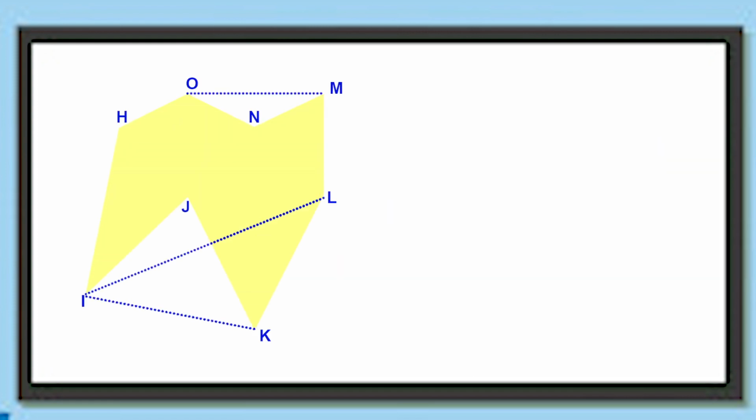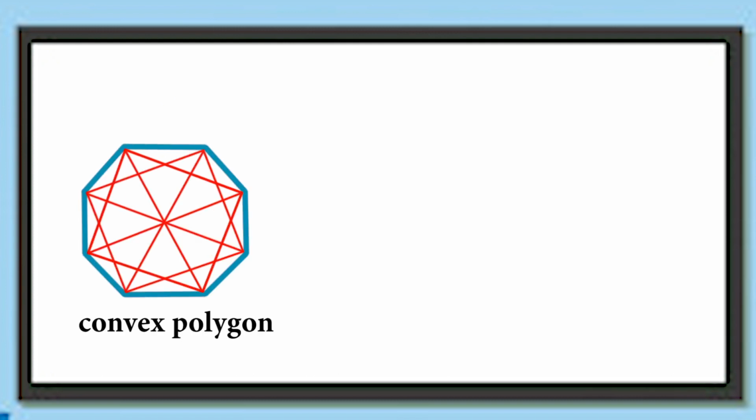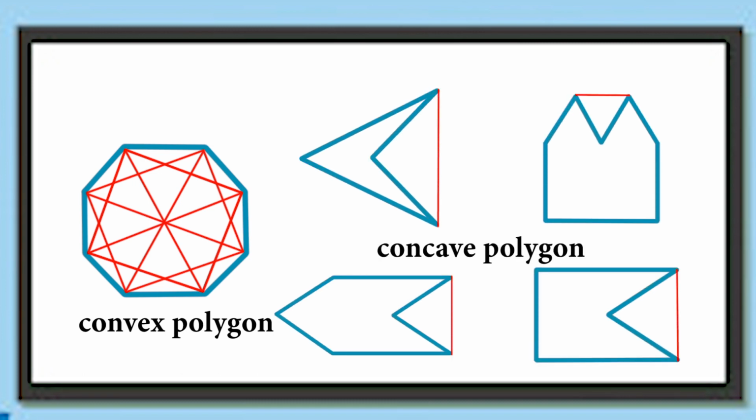Look at these polygons. They are all concave polygons because at least one of its diagonals is in its exterior. Let us look at some more examples. This polygon is a convex polygon because all its diagonals lie in its interior. Now look at these polygons once again. These are examples of concave polygons because at least one of its diagonals lies in its exterior.